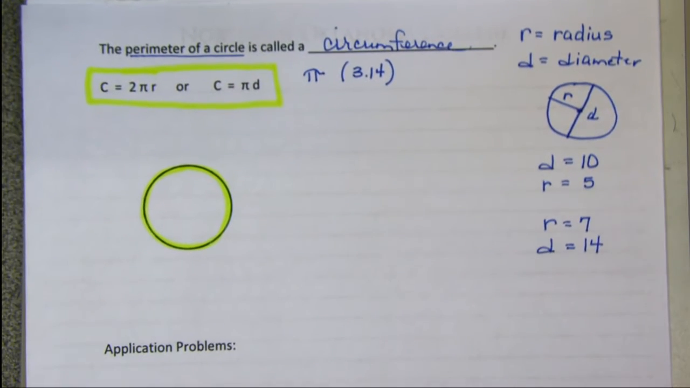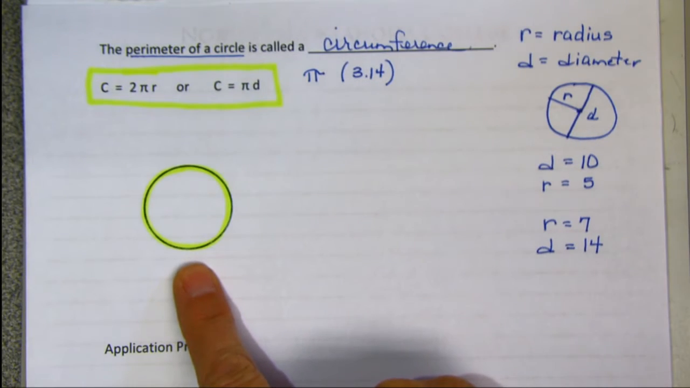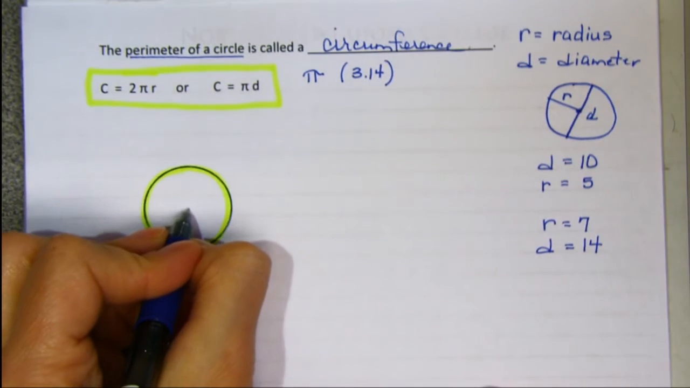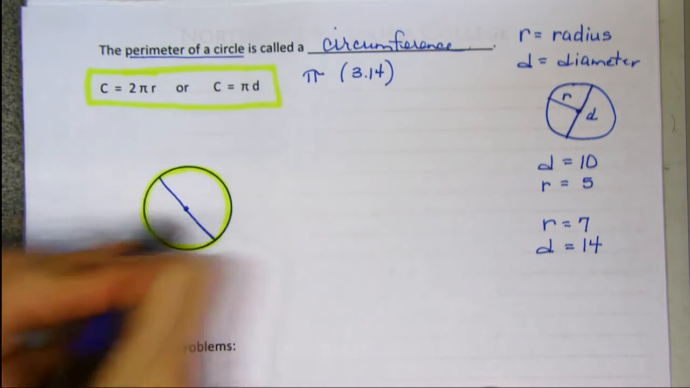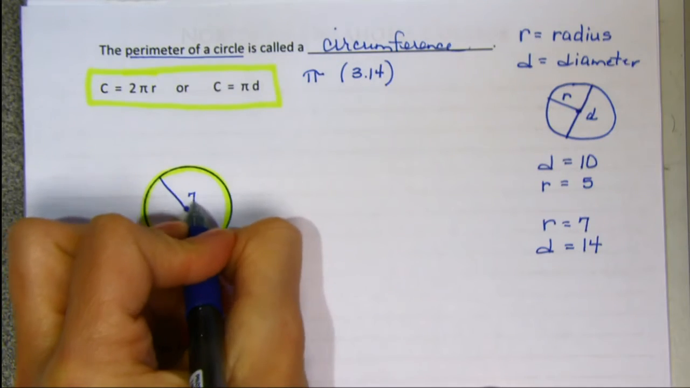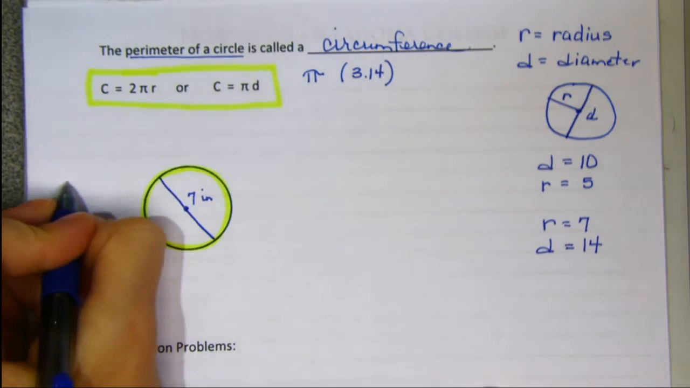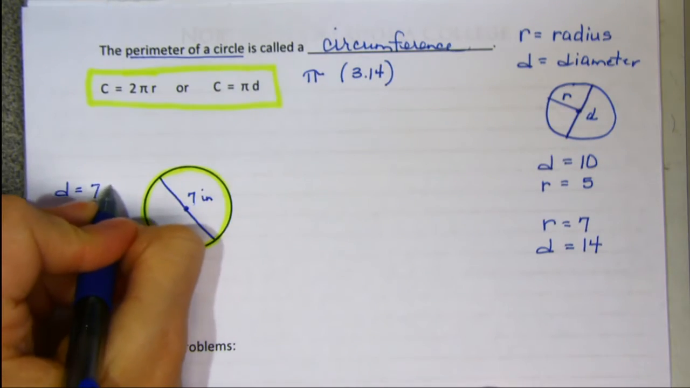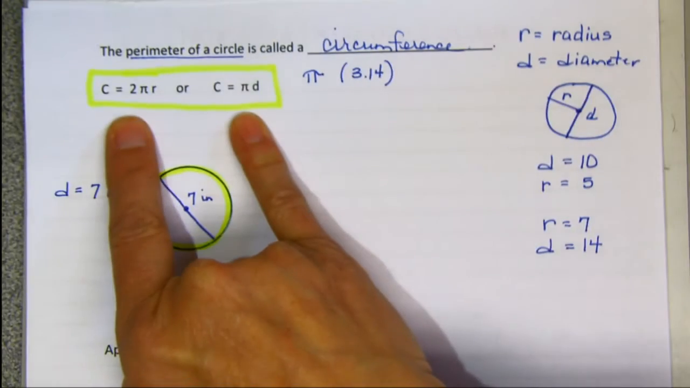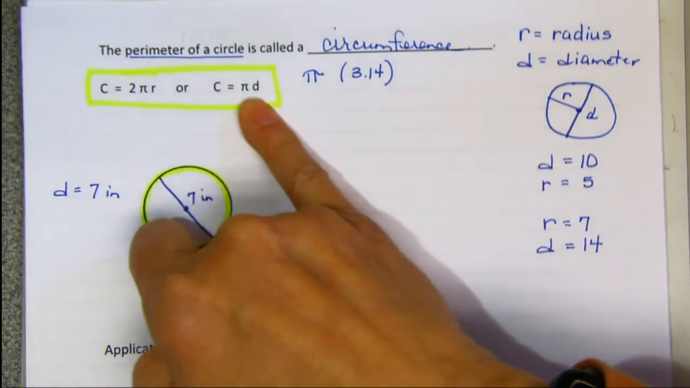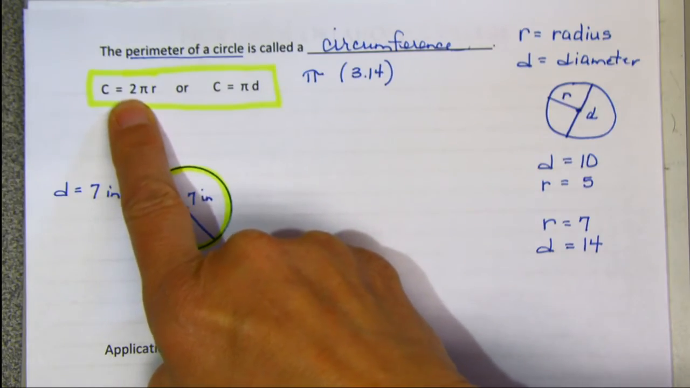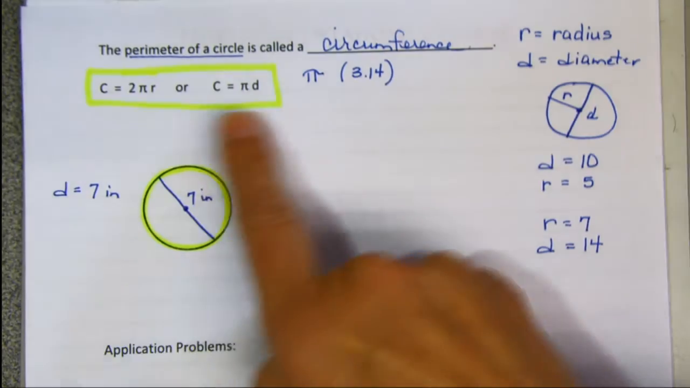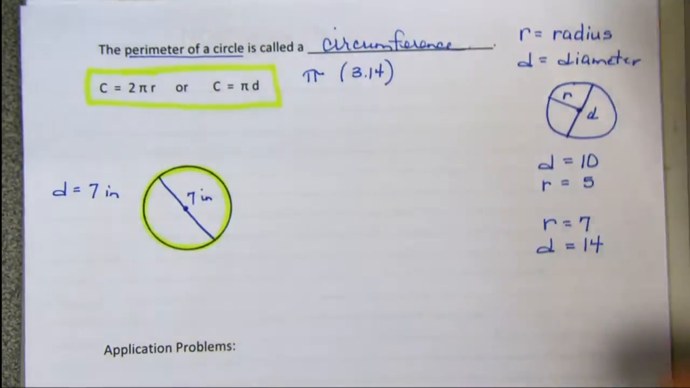So let's come over here and let's find the circumference of this circle. All right, so I'm going to give you that the diameter is 7 inches. All right, so notice we have two formulas. One of them has the diameter in it, one of them has the radius, and the one with the radius also has the 2.